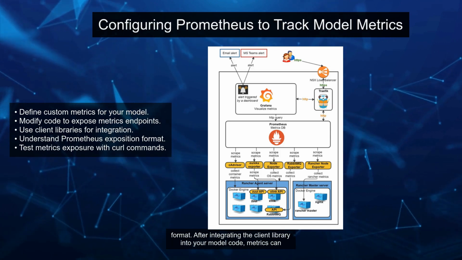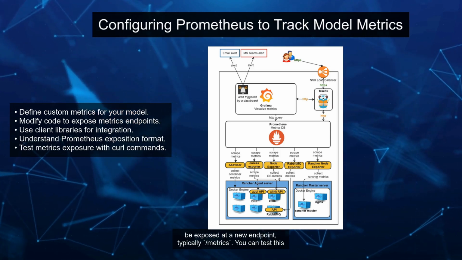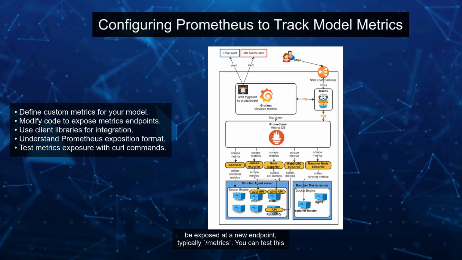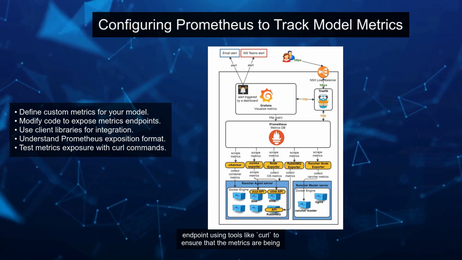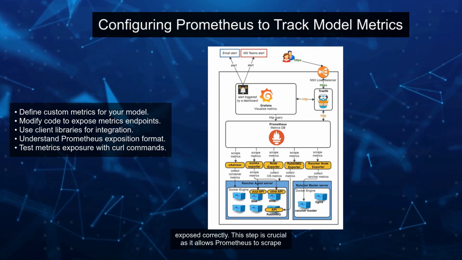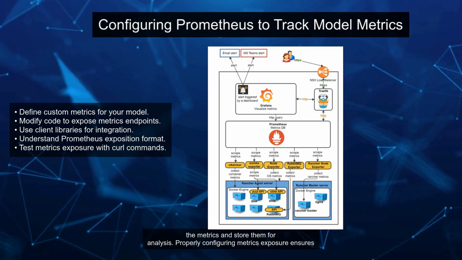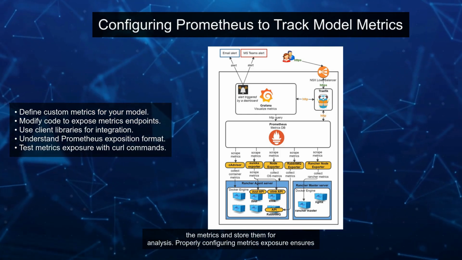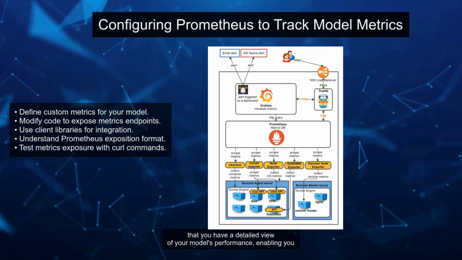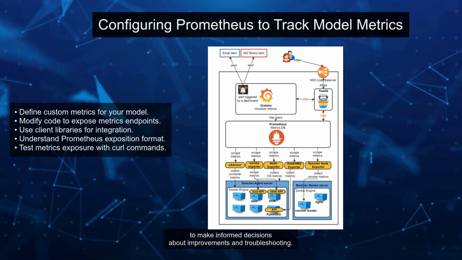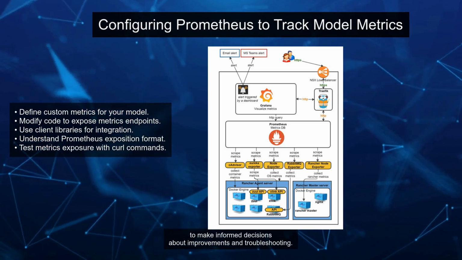After integrating the client library into your model code, metrics can be exposed at a new endpoint, typically /metrics. You can test this endpoint using tools like curl to ensure that the metrics are being exposed correctly. This step is crucial as it allows Prometheus to scrape the metrics and store them for analysis. Properly configuring metrics exposure ensures that you have a detailed view of your model's performance, enabling you to make informed decisions about improvements and troubleshooting.